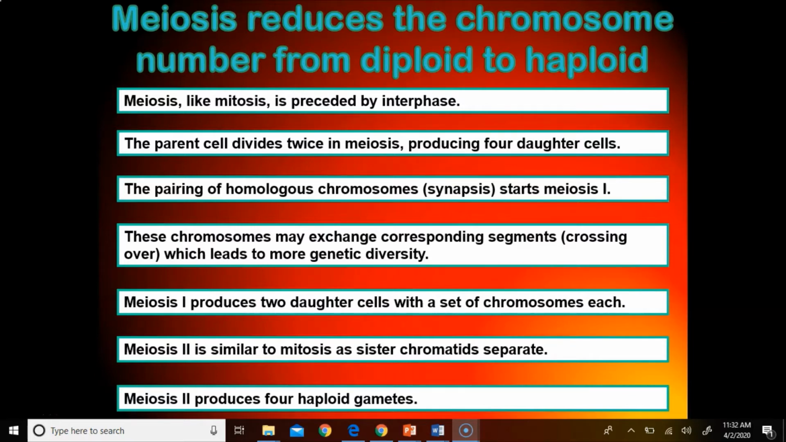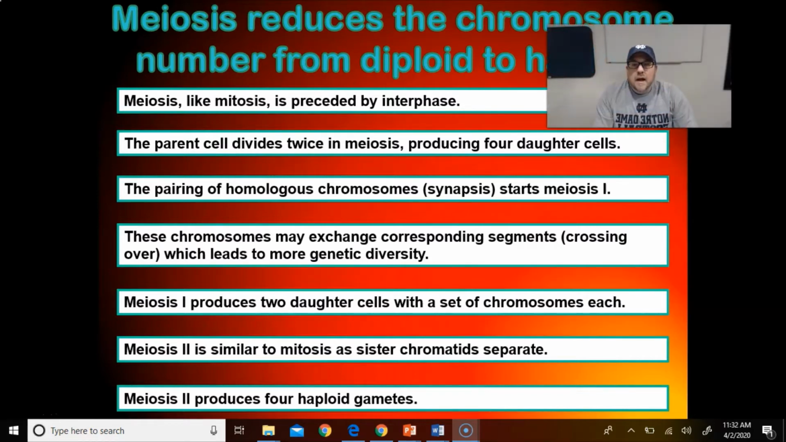That's going to be super important, and it's a huge difference between meiosis and mitosis. These chromosomes may exchange corresponding segments, which we know is called crossing over, and that's a huge facet of our genetic diversity as a species. It's basically shuffling your genes. Meiosis 1 produces 2 daughter cells with a set of chromosomes each. That's why I say that those are haploid cells.